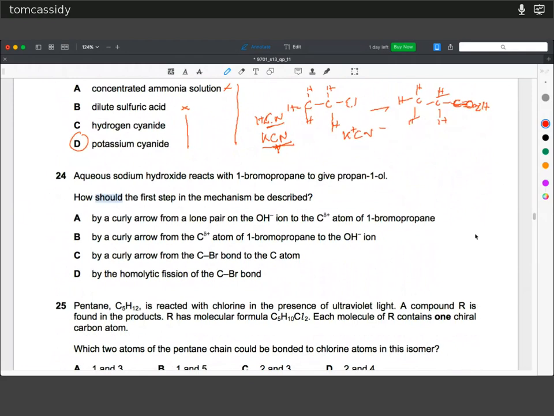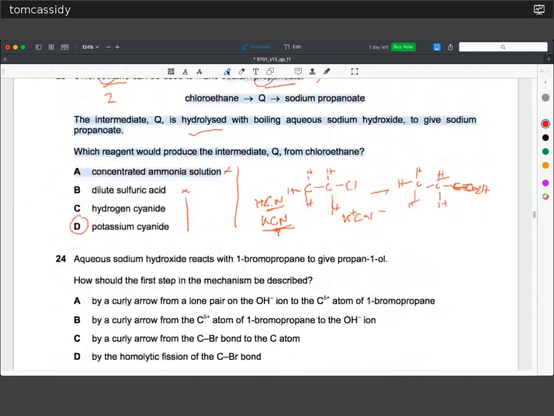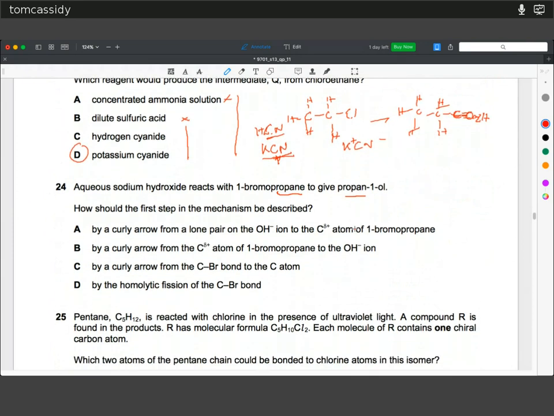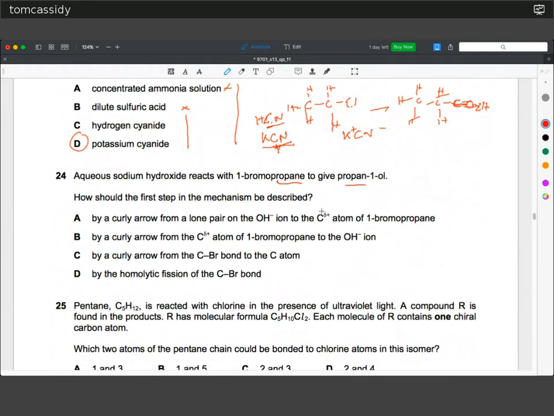Okay, so more organic mechanisms now. We've got 1-bromopropane, and we're wanting to make propan-1-ol. So we're not extending the carbon chain this time, are we at all? We're just going from a 3-carbon chain to a 3-carbon chain. And you've got to know that you start with this 3-carbon chain.